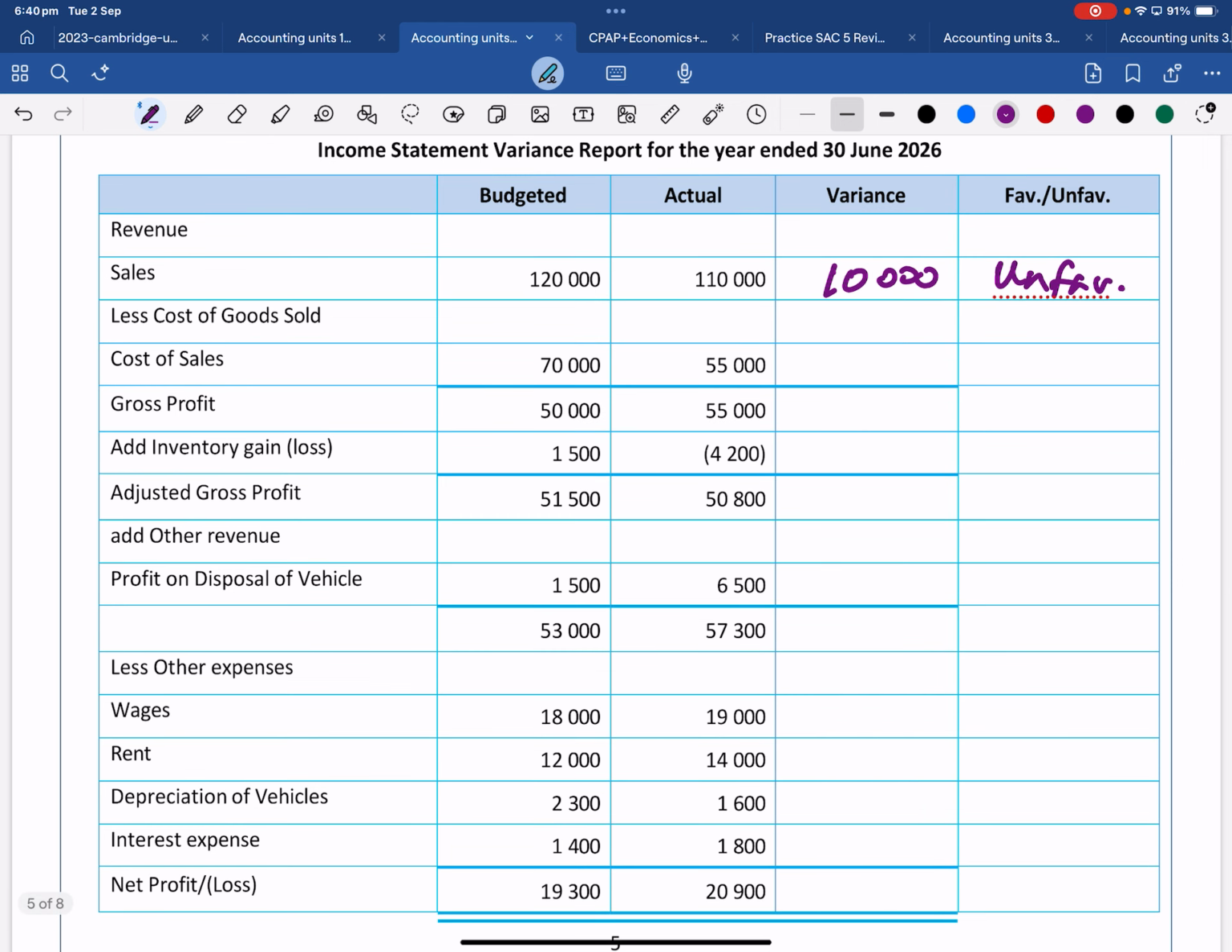Then cost of sales 15K. Favorable. Gross profit 5. Favorable. Inventory gain or loss? Loss. Okay. So then what's the difference here first of all? 5,700. Very good. Everyone get it? Yeah, 5,700. What is it, good or bad? Unfavorable. Right. Then adjusted gross profit is 700. Unfavorable. Right.